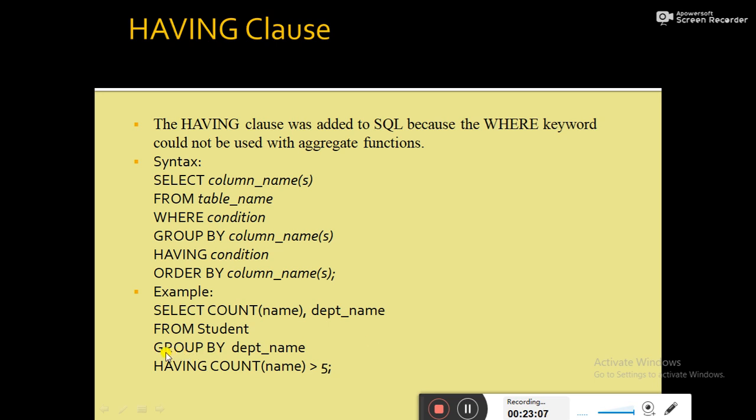So after performing the group by clause, after performing the grouping, if we want to filter out some groups, if we want to select only those groups based on a certain condition, then that condition has to be applied with the help of the having clause, not the where clause.